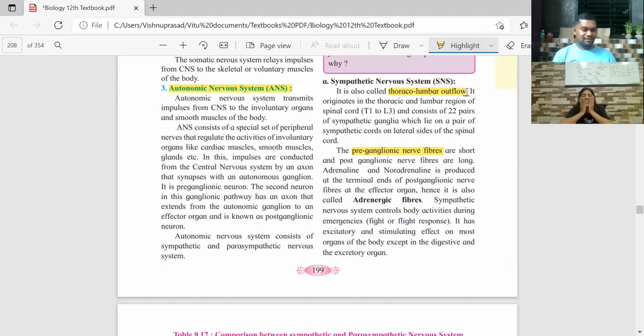Thoracic means the chest region, lumbar means the abdominal region. In the sympathetic nervous system there are 22 pairs of sympathetic ganglia. They lie on both sides of the spinal cord, in the thoracic and lumbar region. 11 on this side, 11 on that side. 22 pairs, 22 on either side.